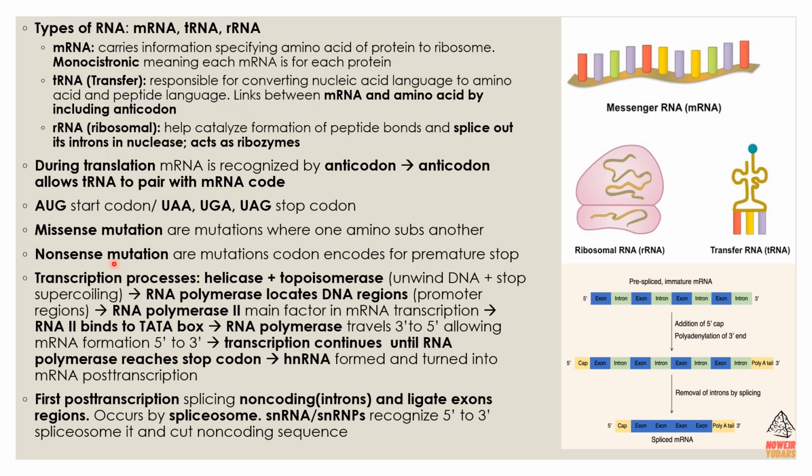And then you've got the nonsense mutation. Nonsense mutations relate to a codon encoding a premature stop. It can be a mutated stop codon that stops maybe halfway through. So missense has to do with the amino acids, but nonsense has to do with the stop codon. It's like, this doesn't make any sense. Why did this stop?